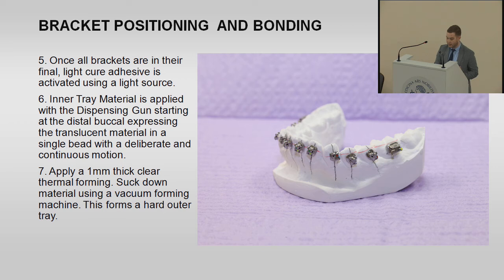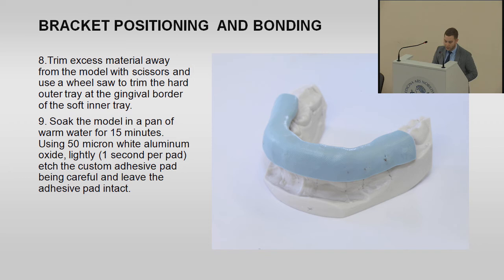So trim excess material away from the model with the scissors and use a wheel saw to trim the hard outer tray at the gingival border of the soft inner tray. That is also important so your patient wouldn't feel any discomfort during his stay at your chair. Soak the model in a pan of warm water for 15 minutes. That is important so your layer between the brackets and the model would be gone.